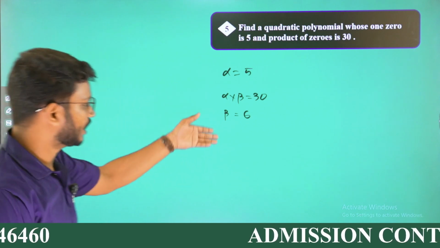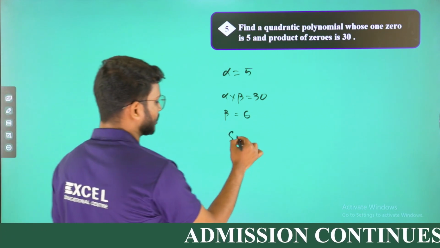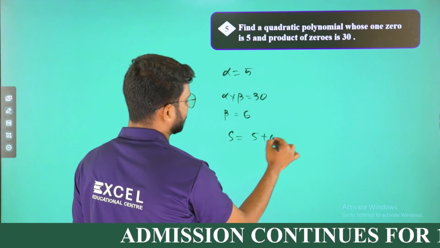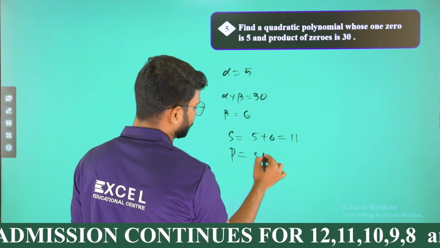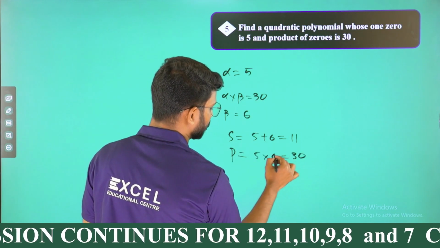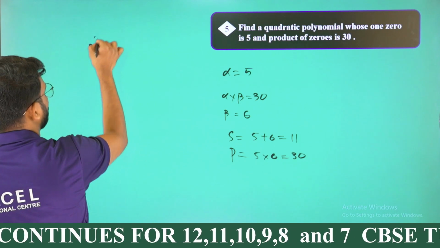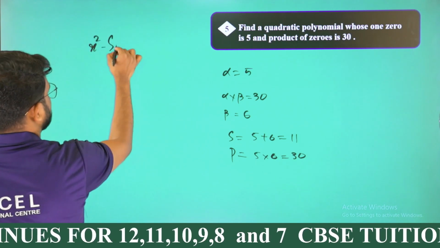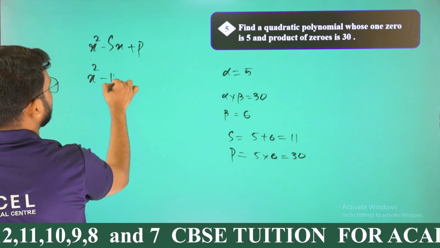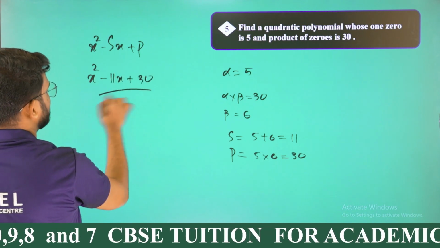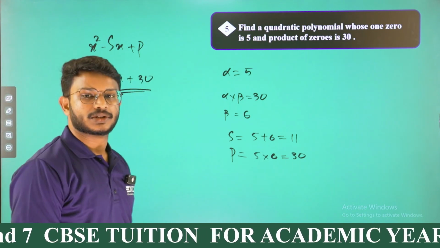So alpha and beta are here, and we can find the sum. Sum is equal to 5 plus 6, so 11, and the product is equal to 5 into 6, 30. So easy. x square minus sx plus p. So x square minus 11x plus 30 is the required polynomial. So let's move to the next question.